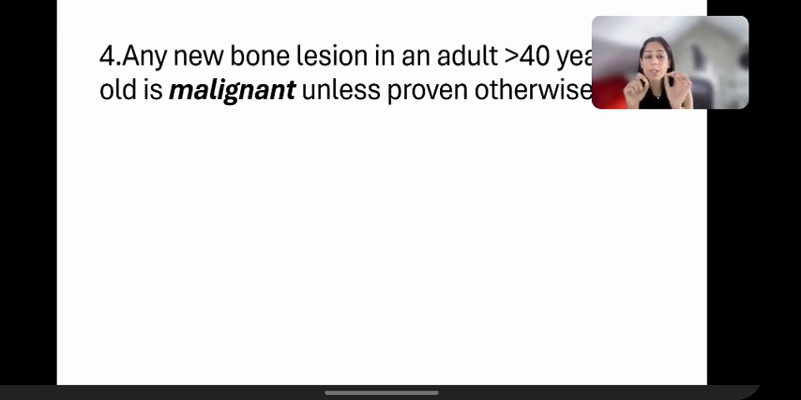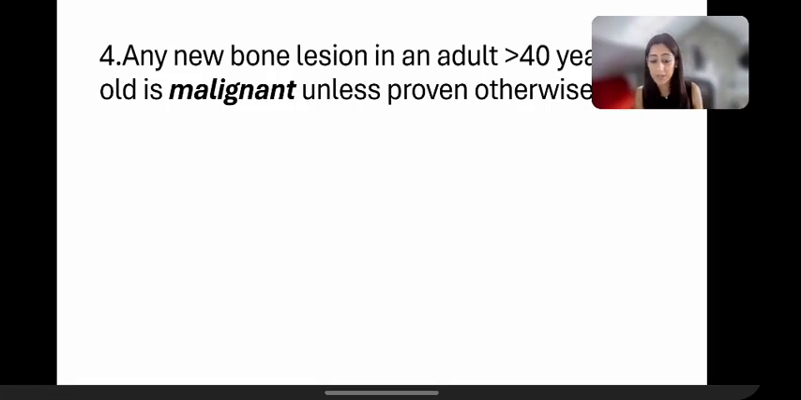Now, if you see a new bone lesion in an adult more than 40, you should consider it malignant unless you prove it otherwise. I'm not saying they are malignant. And of course, it's difficult because we do not have historic imaging, but you should always have an open mind because a simple bone cyst is not going to form in an adult. You're not going to suddenly get a fibrous cortical defect in an adult, right?